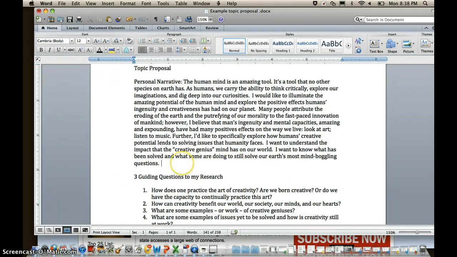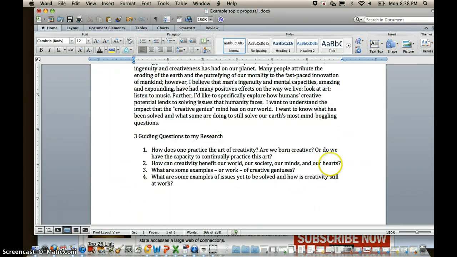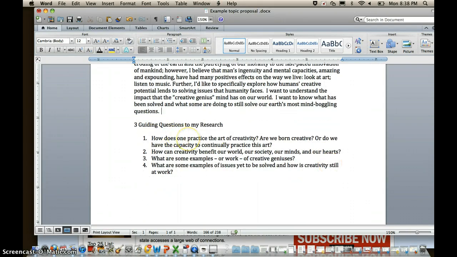But we can look at some things, music and art, and we can look at those who are trying to solve cancer, and how they are using their creative genius to solve those issues, and why that's so important. So here are my 3 guiding questions that I'm focusing on in my research. These are the things I want to answer in my readings.